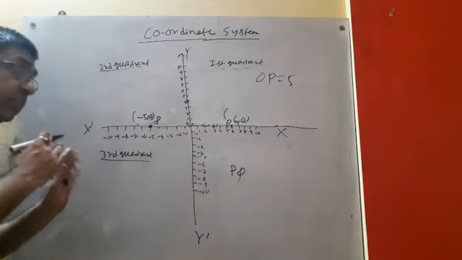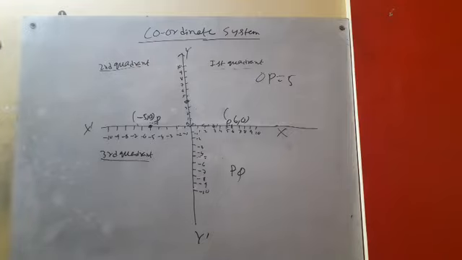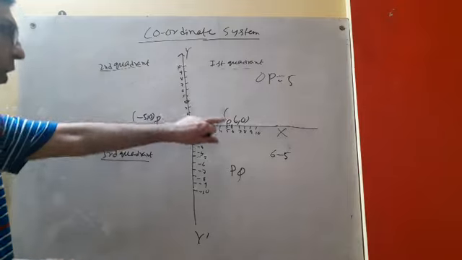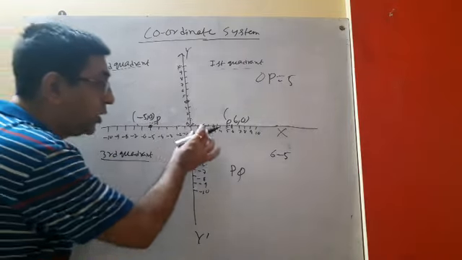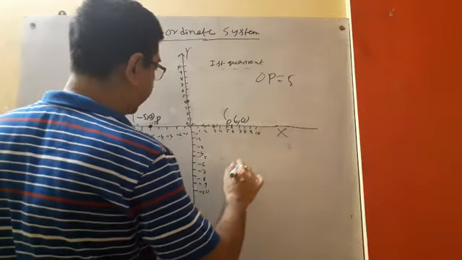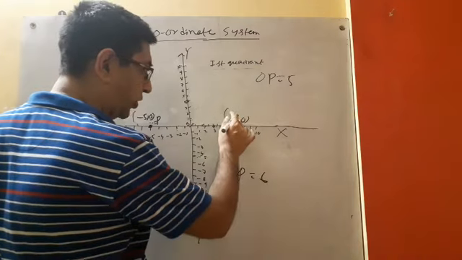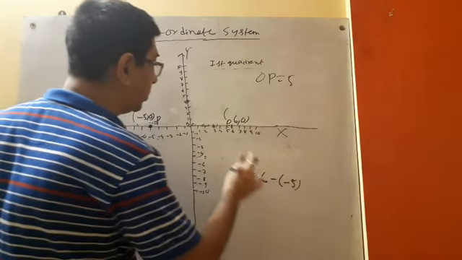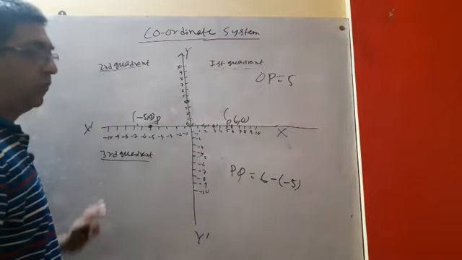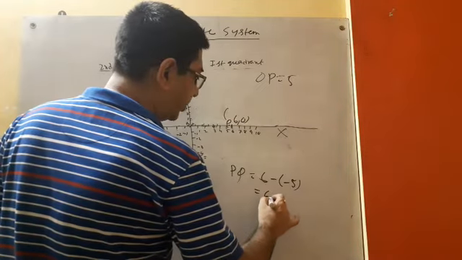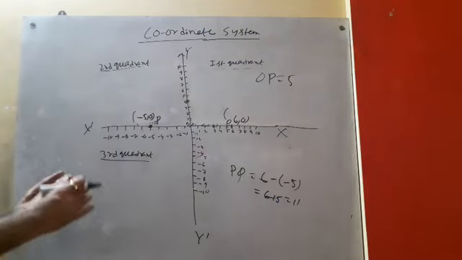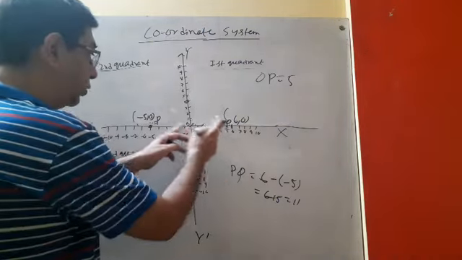But what is the distance between these 2 points? Should I write 6 minus 5, that is 1? Distance between the 2 points is 1? No. These are all units. So the distance between the 2 points, that is PQ, is 6, with a positive sign. We take minus of minus 5, because it is the difference of the 2 coordinates. Difference of the 2 points, that is 6 plus 5, equal to 11, because they are on opposite sides. This one and this one are added.